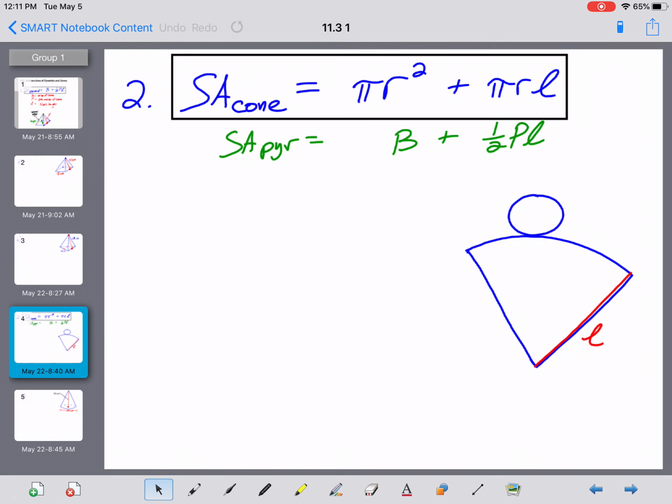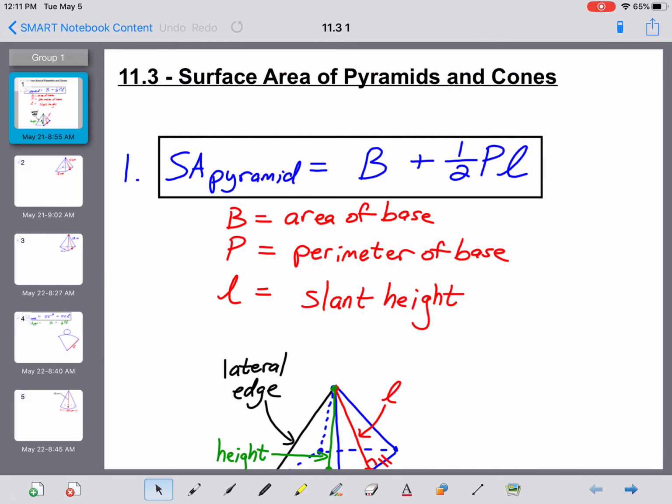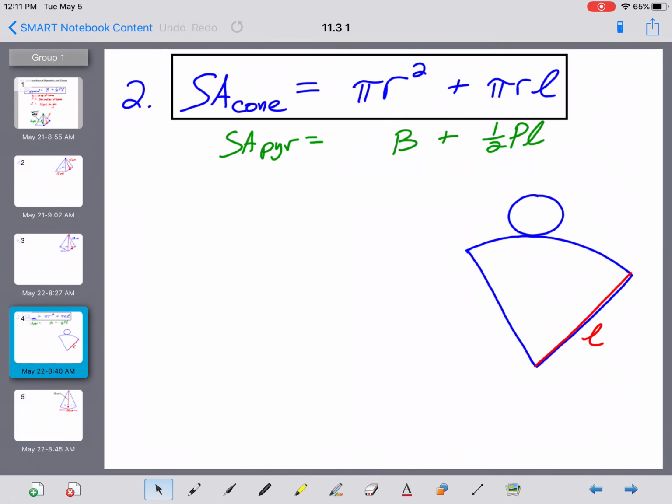So what we had talked about earlier was surface area of pyramids, and we did this one formula right here, where the surface area of a pyramid was the area of the base plus 1/2 times the perimeter of its base times its slant height. And that's what this formula right here in green is. That was the one we just got done talking about.